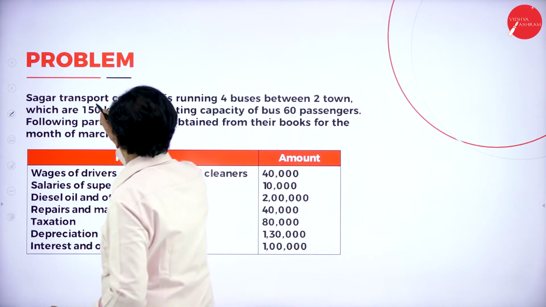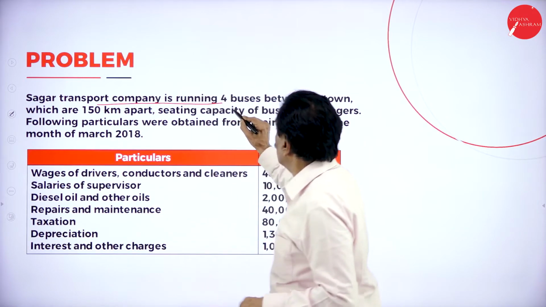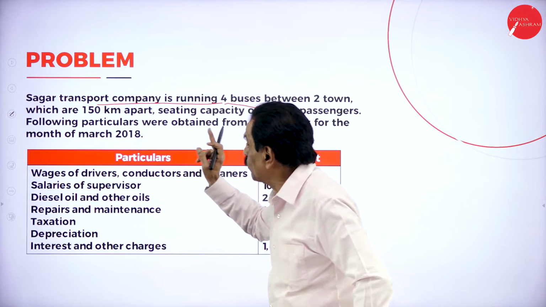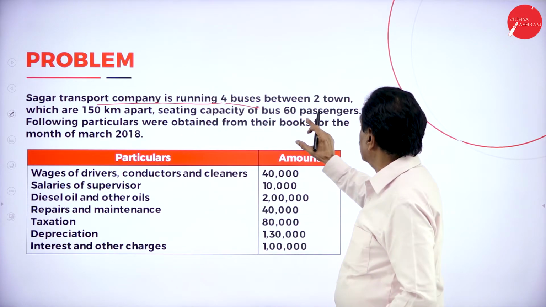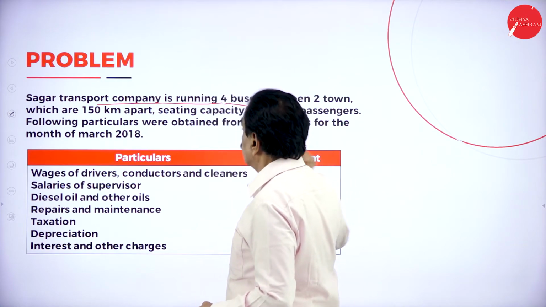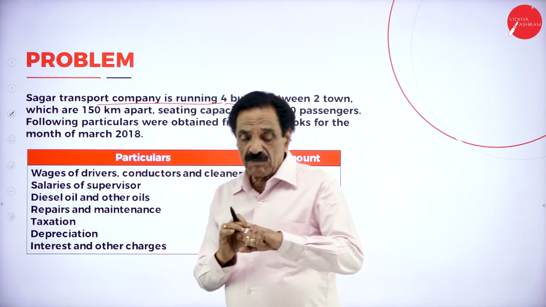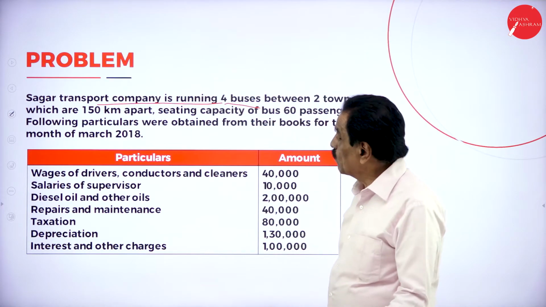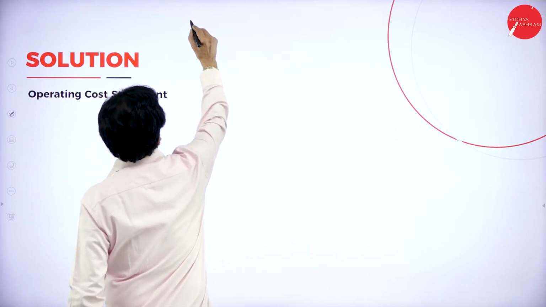Sagar Transport Company is running 4 buses between 2 towns which are 150 kilometers apart. Seating capacity of a bus is 60 passengers. The following particulars are available in the books for the month of March. January, February, March is 31 days. We'll go with the working days. Calculation now.